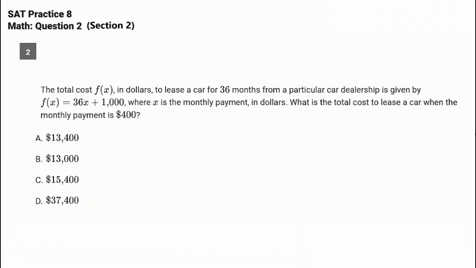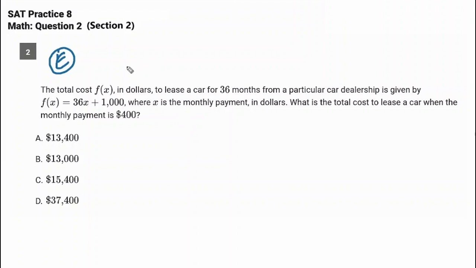We're on SAT Practice Test 8, Math Section 2, Question 2. Level of difficulty is easy. It's very easy. The total cost, f of x in dollars, to lease a car for 36 months from a particular car dealership is given by f of x equals 36x plus 1,000, where x is the monthly payment in dollars. What's the total cost to lease a car when the monthly payment is $400?